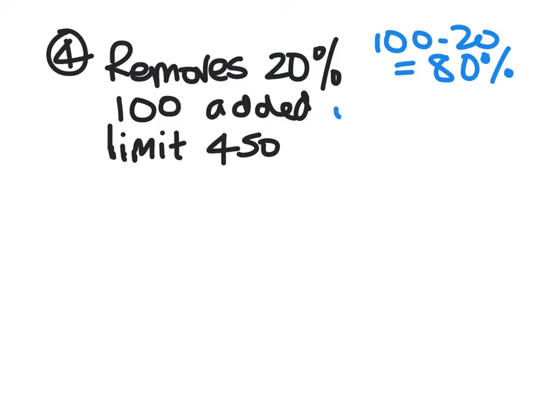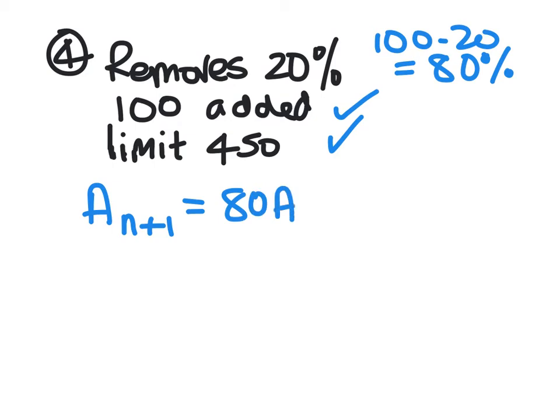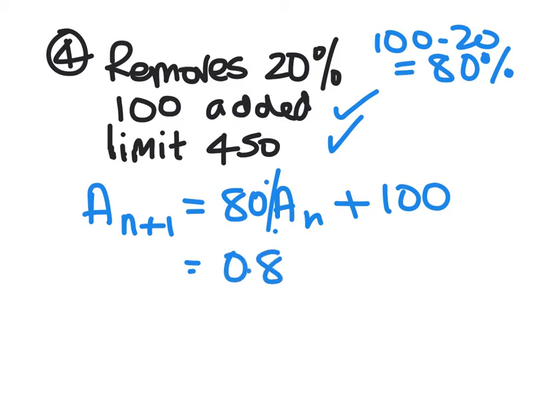There's 100 being added, and we're interested in what happens round about this 450 number. So the amount of water in the boat, a(n+1), is equal to 80% of what was there before, because 20% gets bailed out, plus there's another 100 that sneaks in. So 80% as a decimal is 0.8 a(n) plus 100.